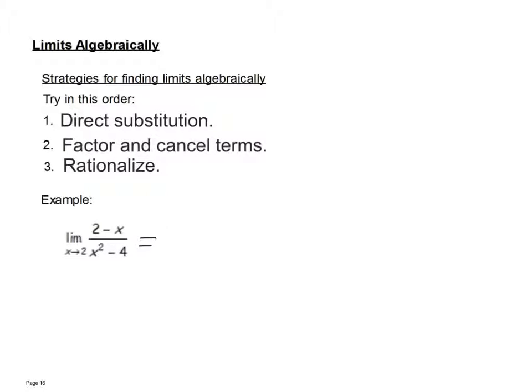So in this example, for instance, I put in my 2 on my bottom, and I get 2 squared, 4 minus 4 is 0. I can't do that, okay? I end up with 0 divided by 0 at that, so I cannot do that.